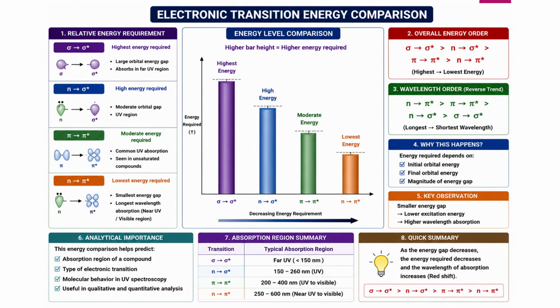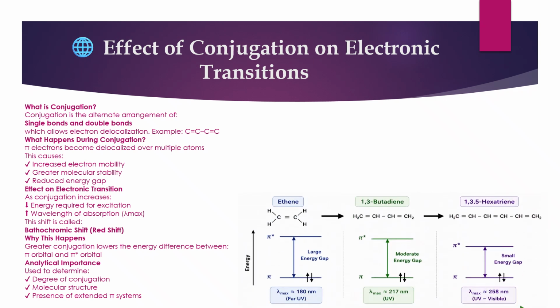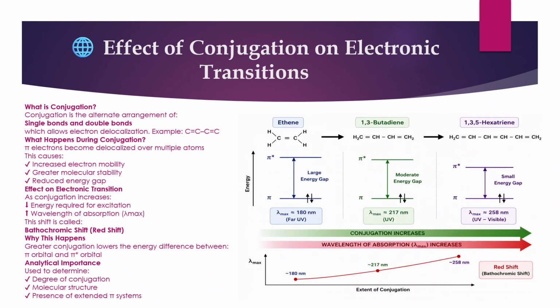The image also shows the wavelength trend. As the energy requirement decreases, absorption wavelength increases. This is because energy and wavelength are inversely related. So this comparison helps us to understand why different transitions appear in different regions of the UV spectrum. It also helps us to predict the molecular absorption behavior during analysis. This slide explains the effect of conjugation on electronic transition.